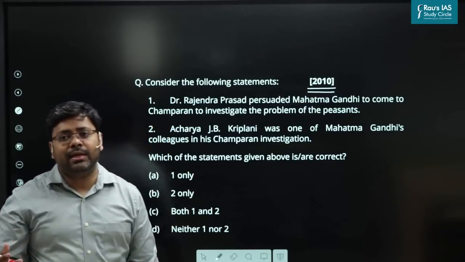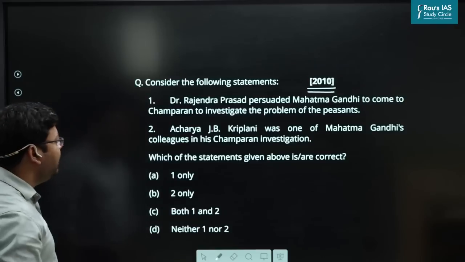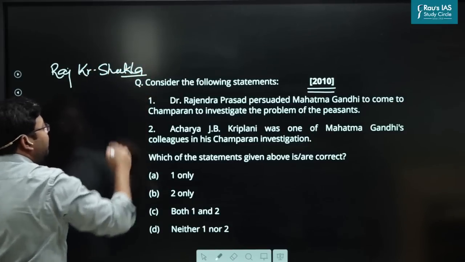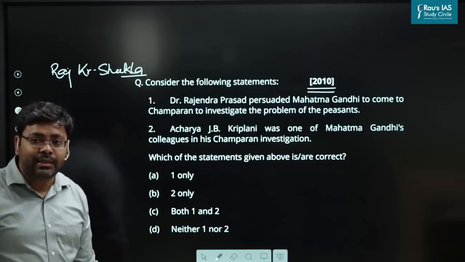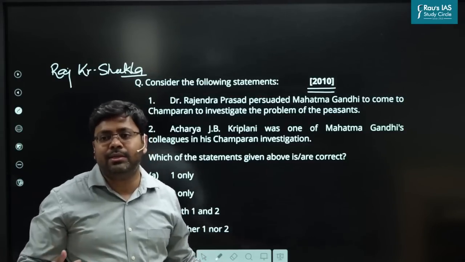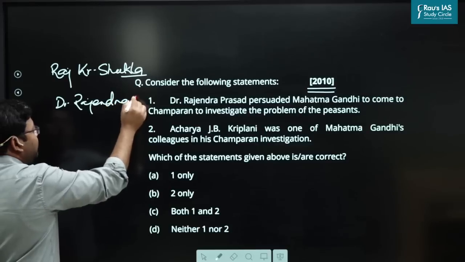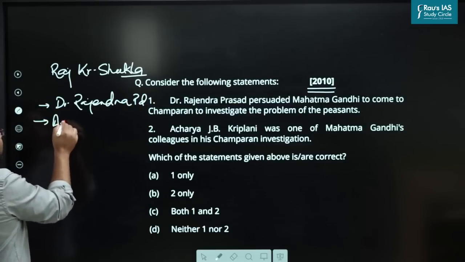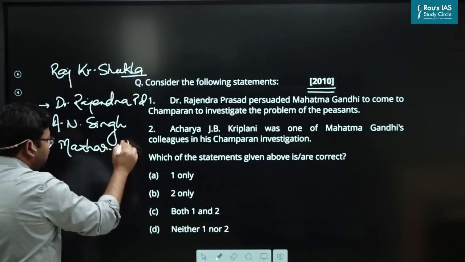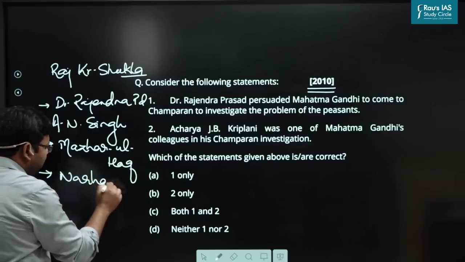In Champaran, just now we discussed that there was a huge crisis because of the Tinkathia-like system, leading to economic disaster for the farmers there. And from Champaran, Rajkumar Shukla invited Gandhiji to come to Champaran and to investigate the situation there. In Champaran Satyagraha, Gandhiji was also supported by many other major leaders. Dr. Rajendra Prasad was one of them. Then another great leader, Anugrah Narayan Singh. Another great leader, Maulana Mazhar ul Haq. Then another great leader was Narhari Parikh.